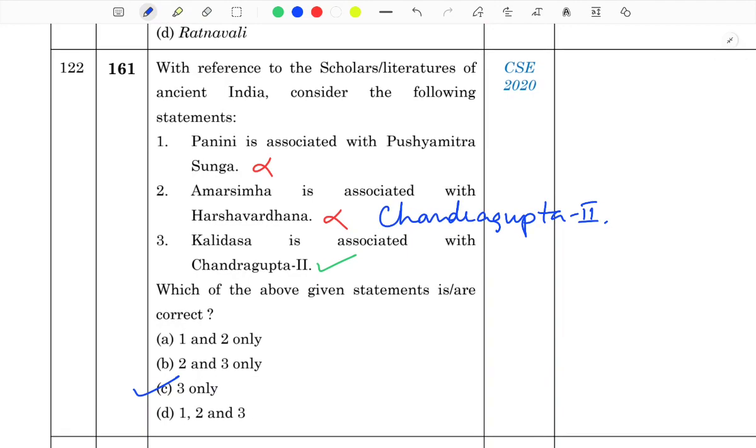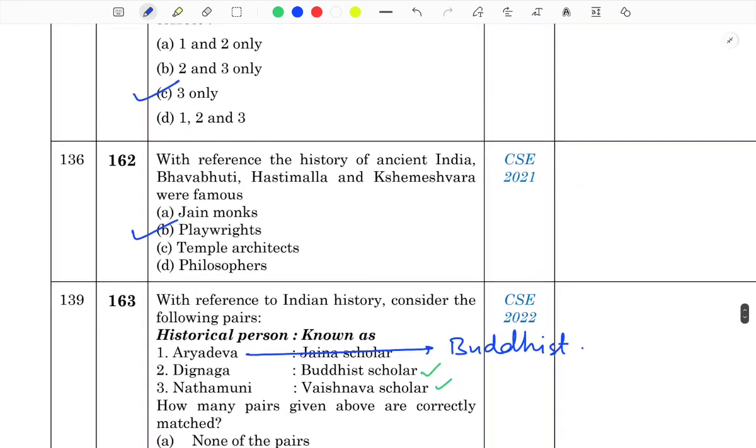With reference to the scholars and literatures of ancient India, consider these statements. Panini is associated with Pushyamitra Shunga. No, there is a lot of gap between Panini and the arrival of Pushyamitra Shunga, so of course wrong. Amarasimha is associated with Harshavardhana. No, with Chandragupta II of the Gupta dynasty. And Kalidasa is associated with Chandragupta II. Yes.